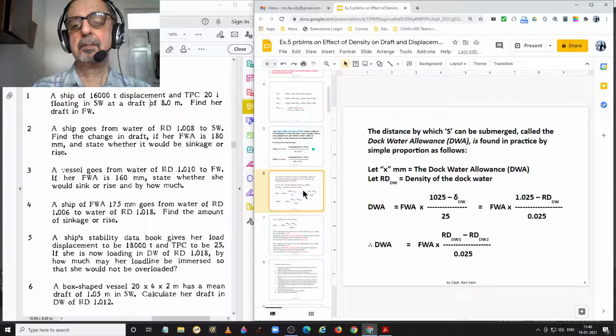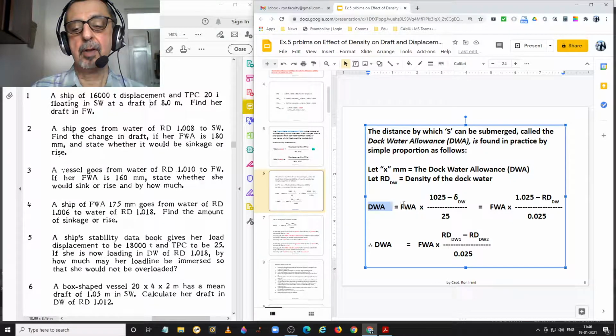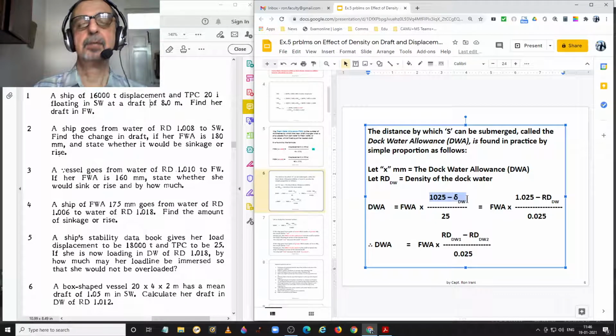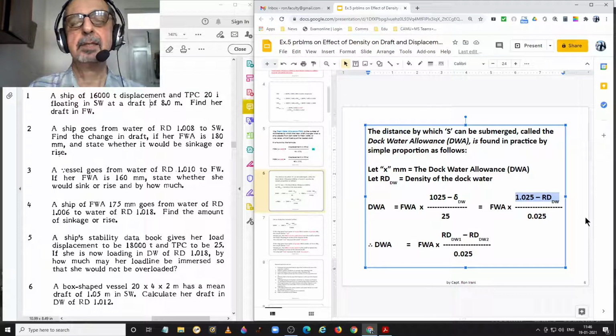The distance by which the summer load line can be submerged, called the dock water allowance, is found in practice by simple proportion as follows. Dock water allowance is equal to freshwater allowance multiplied by, in the numerator, 1025 minus the density of dock water divided by 25, or it is equal to freshwater allowance into 1.025 multiplied by the relative density of dock water divided by 0.025.